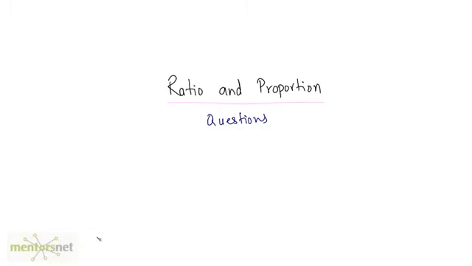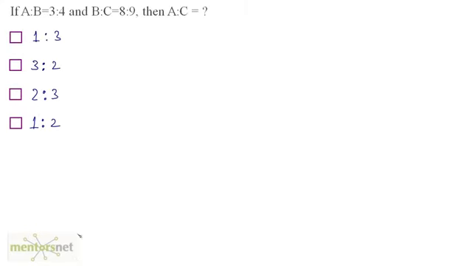Hey guys, let's solve some questions on ratio and proportion. You have been given A is to B equals 3 is to 4, and B is to C is 8 is to 9. Then what is A is to C?